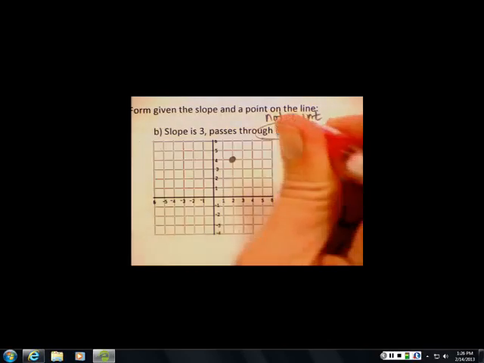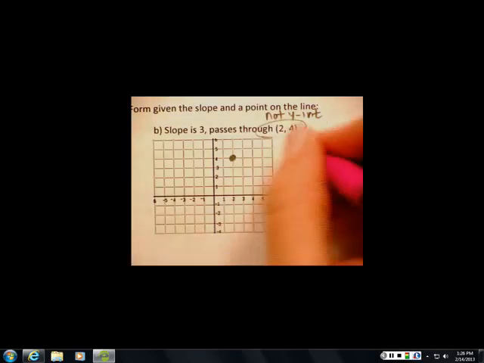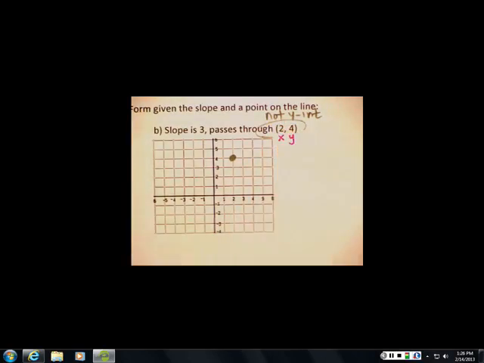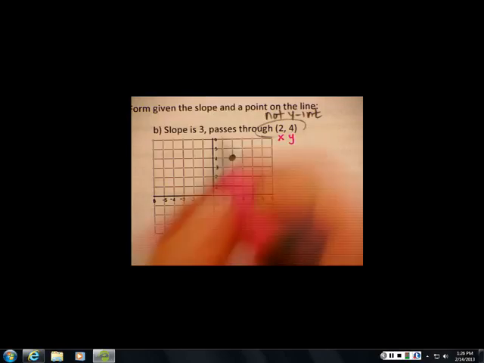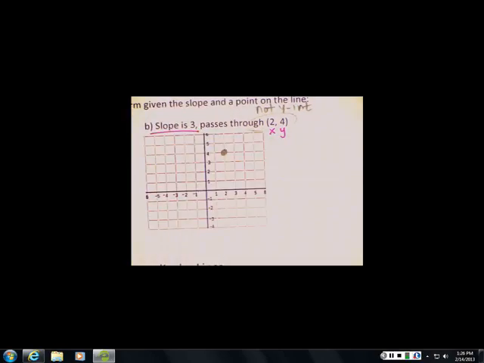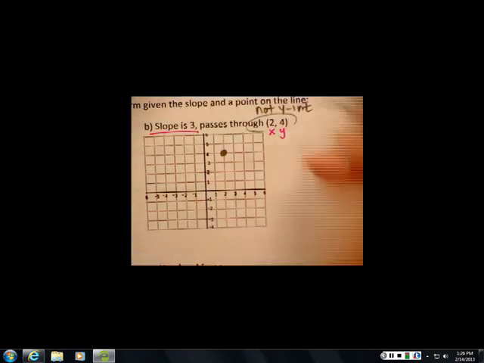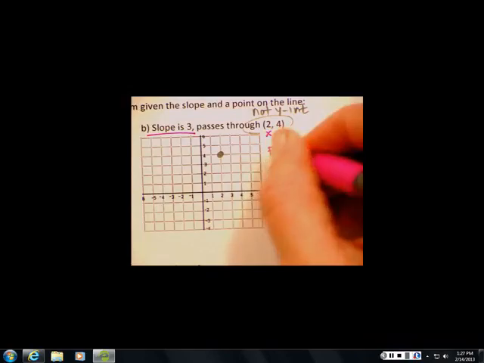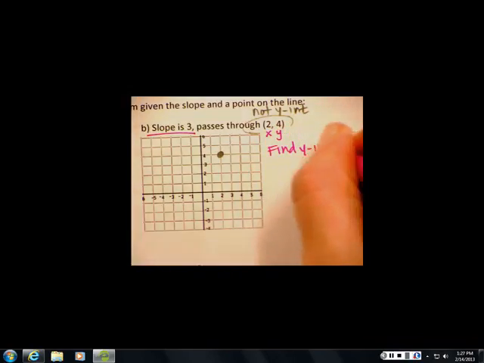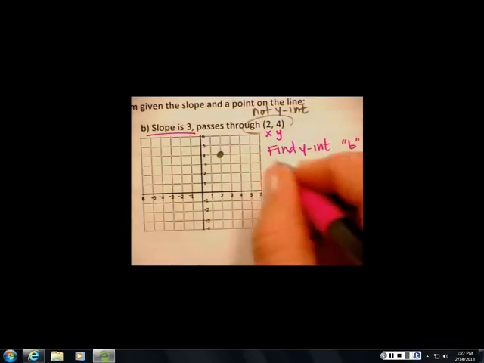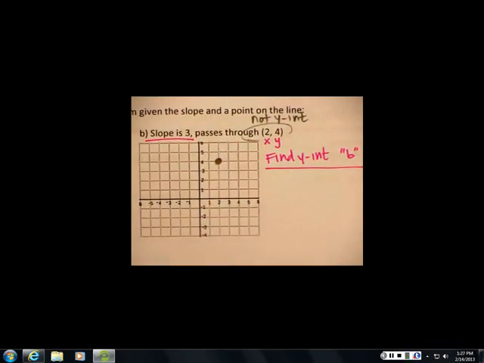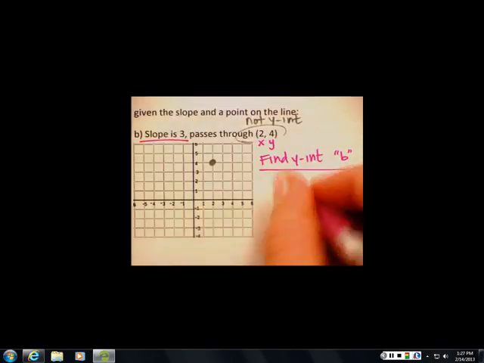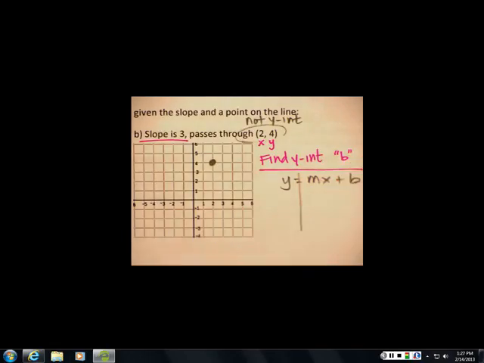I want you to know, and I know you already know this, but the 2 is the x value, the 4 is the y value. That's going to help us here. And I know that my slope is 3. What I don't know is my y-intercept. I have to figure out what my y-intercept is. I want to find my y-intercept, which we're calling our b value. So here's the format of the equation, y = mx + b.